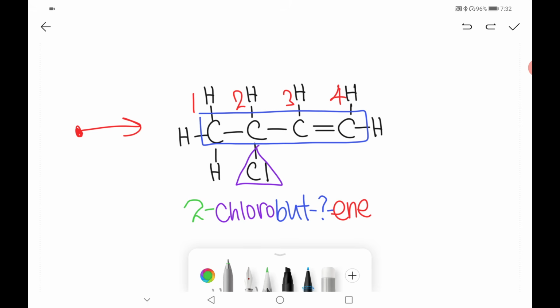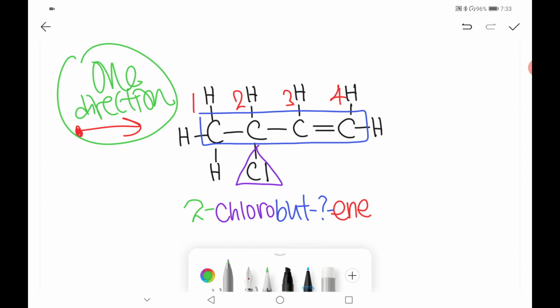You cannot say, I want to count the branch from the left to the right, but I want to count the double bond from the right to the left. You cannot use two directions in one name. If you want to count from the left to the right, everything you count from the left to the right. This branch and this double bond, you count from the left to the right. Only use one direction to count the branch and the double bond. Please remember this.